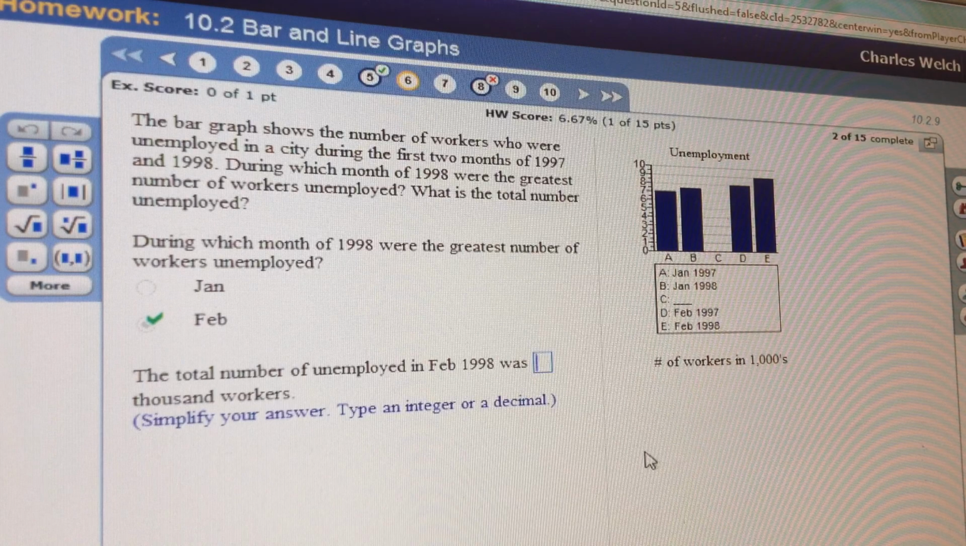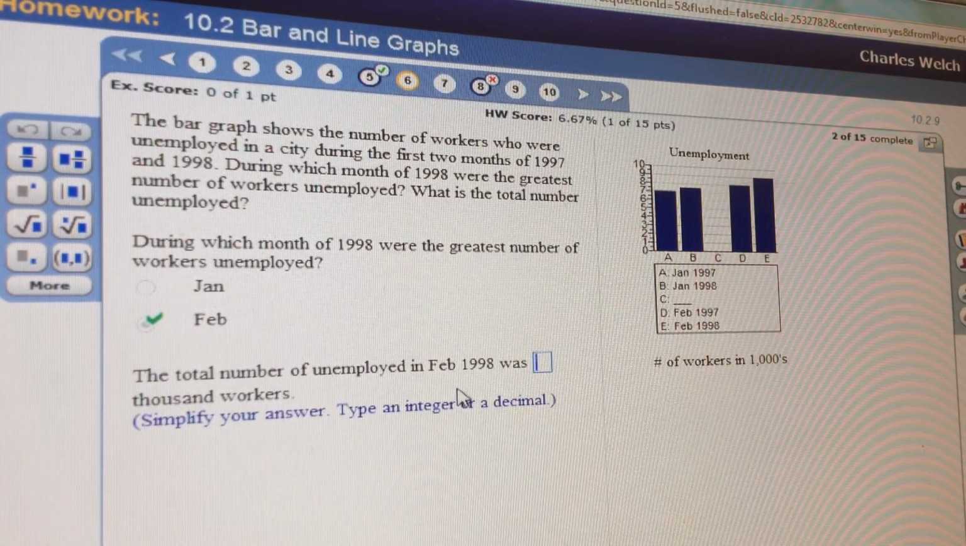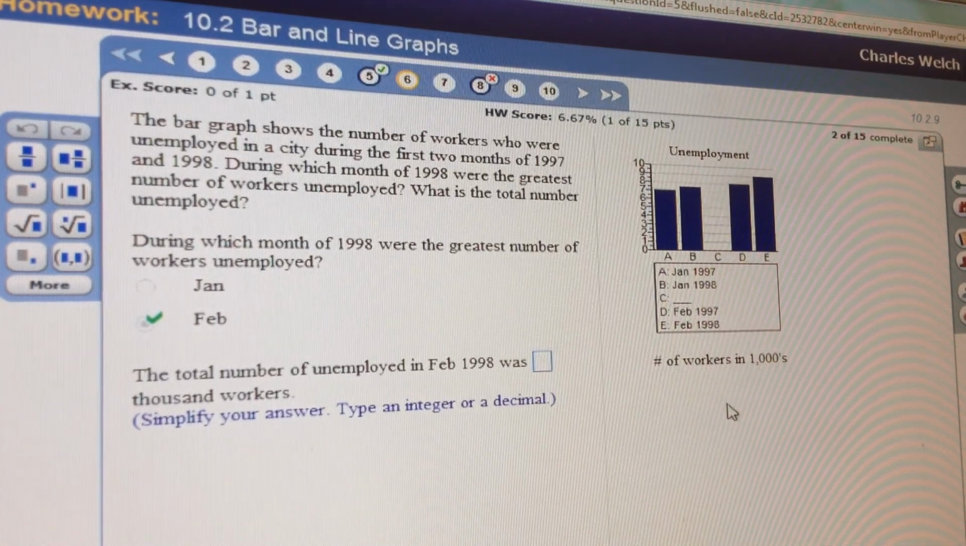Then it asks us the total number of workers unemployed in February 1998. So the total number of workers is right here, and if we follow that across, it looks like that's going to be at the 9 level, maybe the 9.5 level. No, I'm going to say that's at the 9 level. So that's scaling across to the 9. Now this is in thousands.